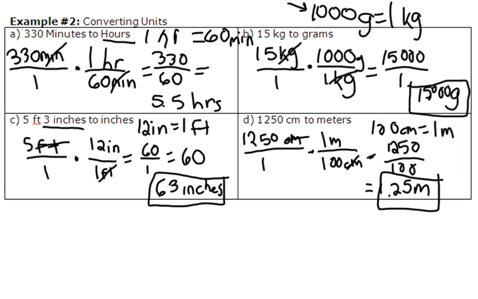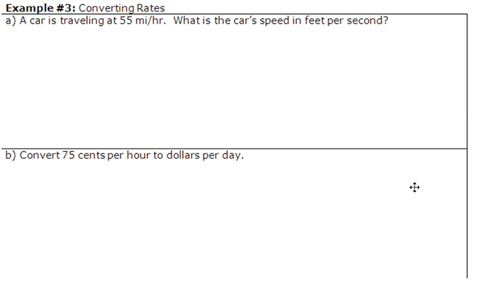Now that was how you convert one unit to another. We also need to know how to convert a rate. So if we notice example A, it says a car is traveling 55 miles per hour. What is the car's speed in feet per second? This is different because our original problem has 2 units because it's a rate. It's 55 miles per 1 hour. So when I write my fraction, I have 55 miles per 1 hour.